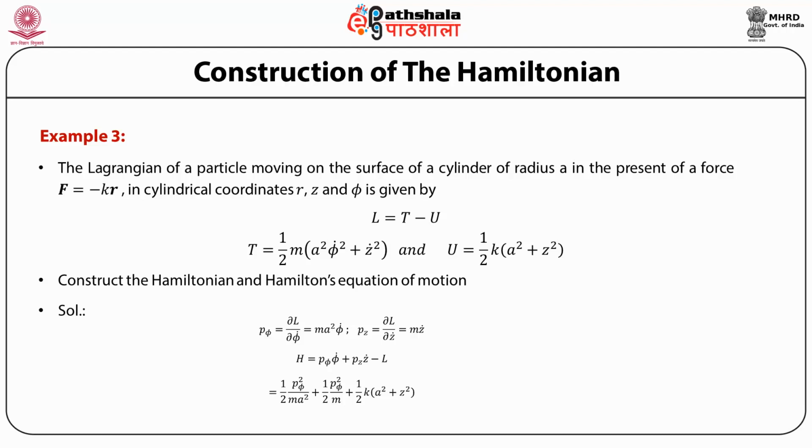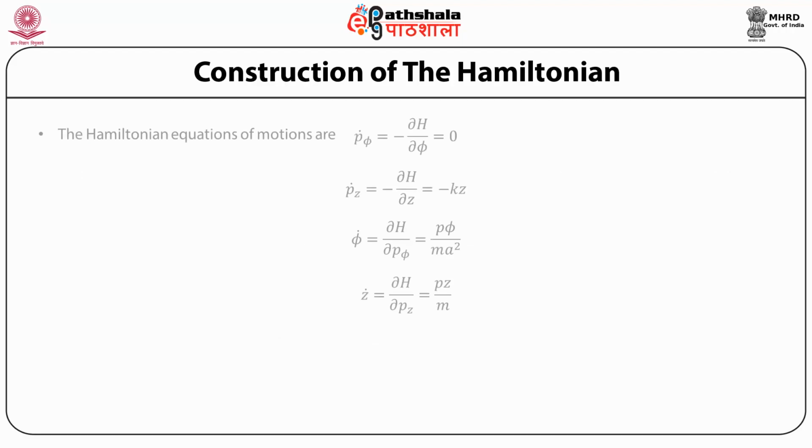And now the Hamiltonian is given by the sum of p i q i dot minus L. So we have p phi phi dot plus p z z dot minus L, which is equal to half p phi squared by m a squared plus half p z squared by m plus half k (a squared plus z squared). So we now have the Hamiltonian written in terms of the conjugate momenta p phi, p z and the generalized coordinates, which were taken to be z and phi. And we see that the Hamiltonian is independent of phi.